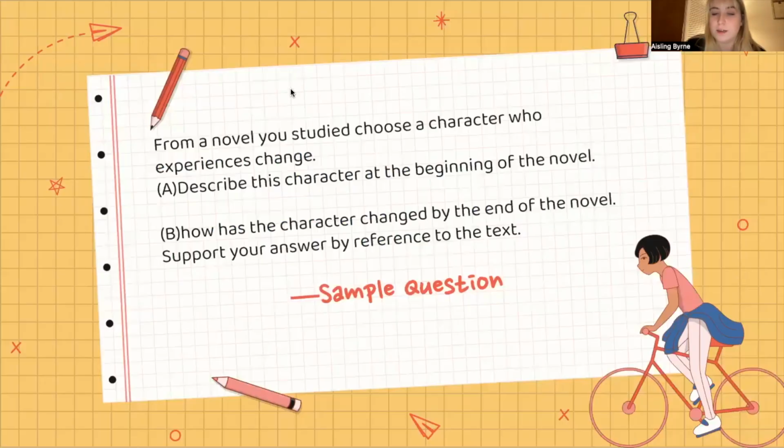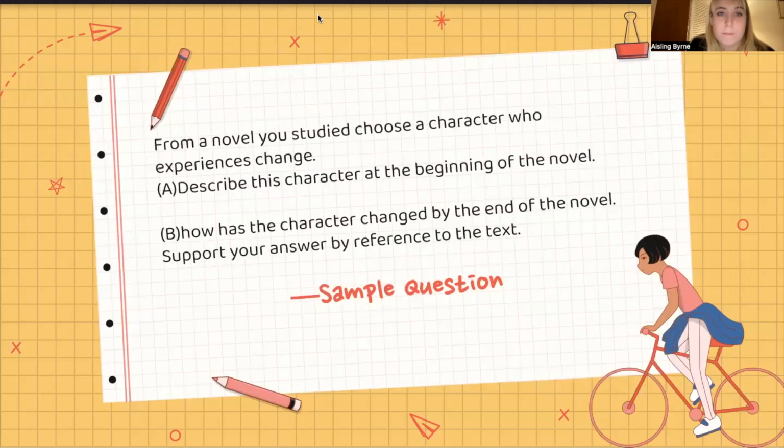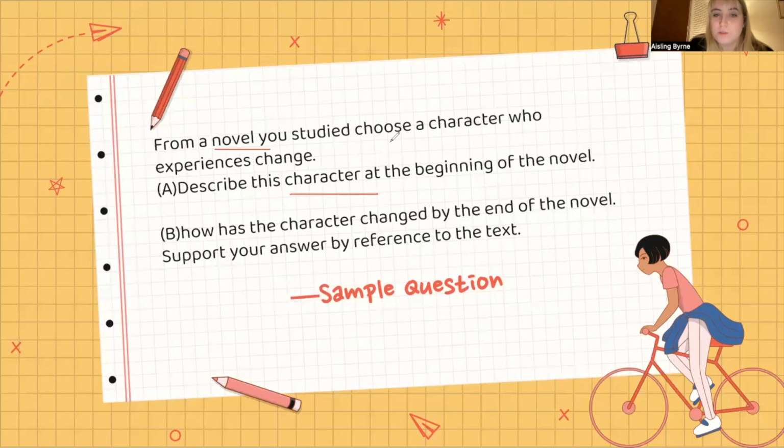So now we're just going to start looking at sample questions, a few brainstorms I've made and then a sample answer. So this one here: from a novel you studied, choose a character who experiences change. So we know this is a character question already. The keyword there is change.